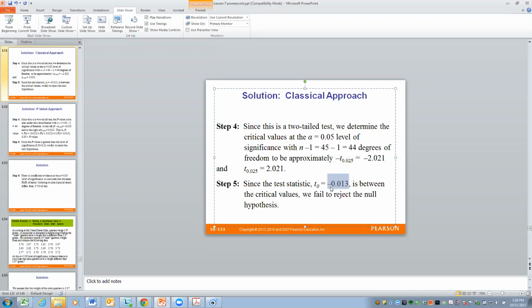This is not 2.021 steps away or more. So we are not further out than our critical values, therefore we fail to reject that null hypothesis.